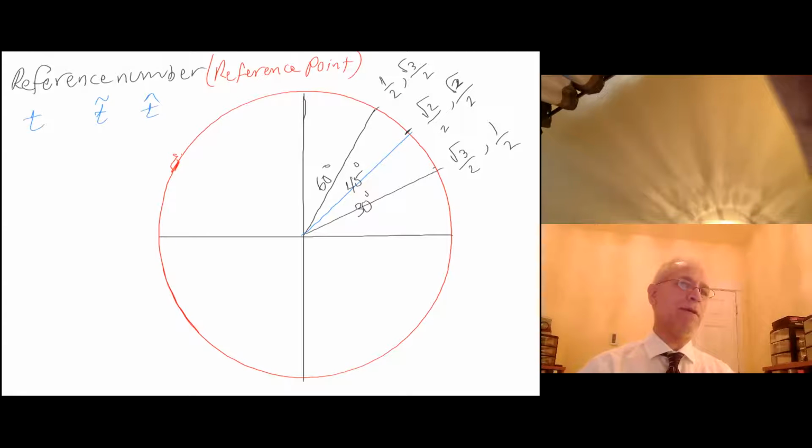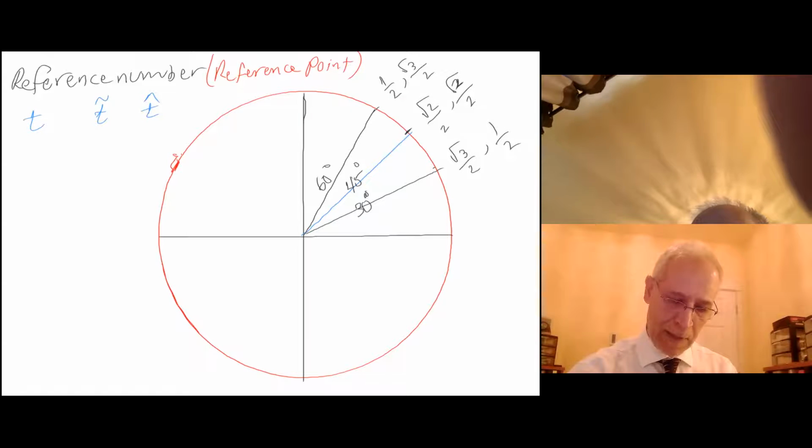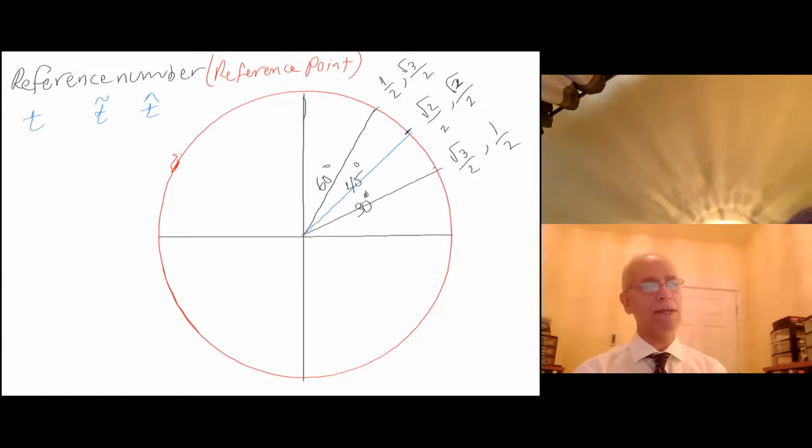What's the idea here? The idea here is that if we have a t such that t is outside of quadrant one, we can bring it back to quadrant one and use the information that we have in quadrant one. Most of the time, it makes our lives very much easier.